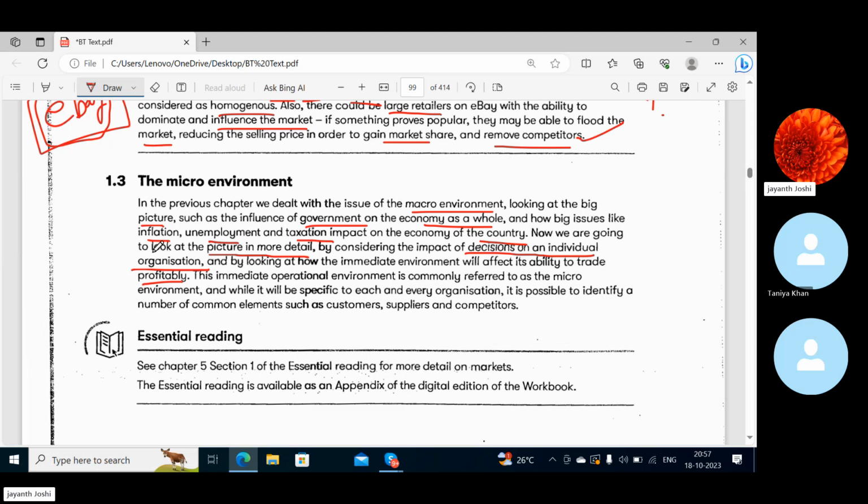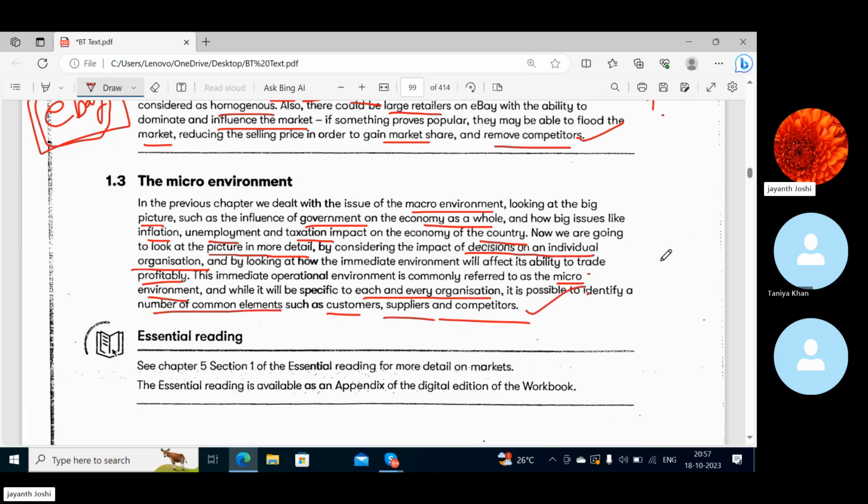How the decisions can impact individual businesses, and we'll see how the environment will affect the firm's ability to trade profitably. What hurdles or what problems they are facing. This immediate operational environment is commonly referred to as micro environment. And while it will be specific to each and every organization, it is possible to identify a number of common elements such as customers, suppliers, and competitors.